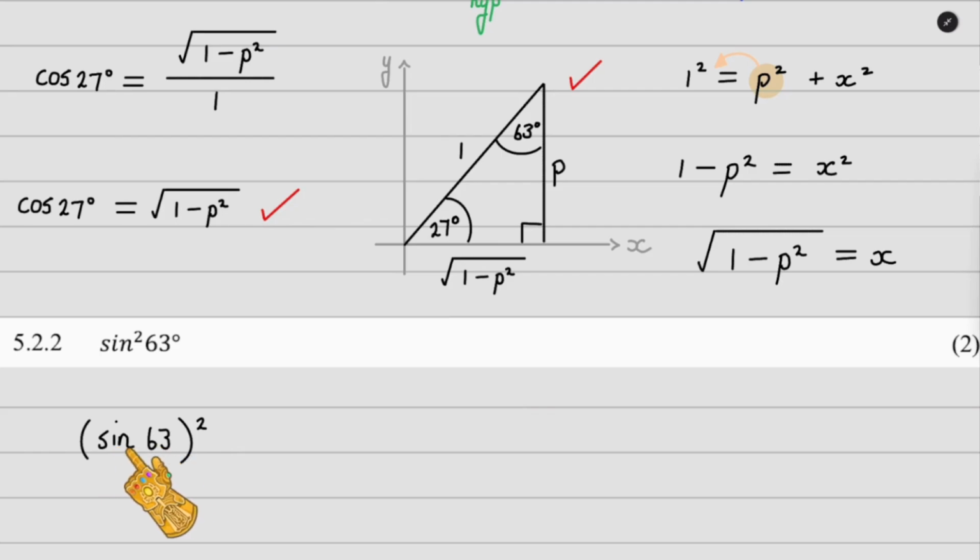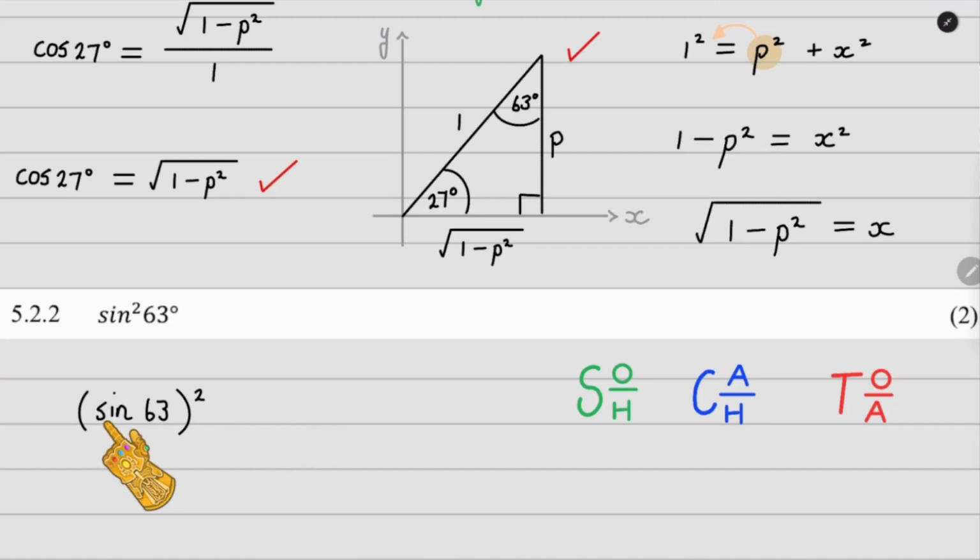Now that I've got sine of 63 inside the bracket, I'm going to use my sketch to change sine of 63 to the actual ratio. So let's grab SOHCAHTOA and make that happen. Okay, so we're working with sine, so we're going to be using SOH. Sine is opposite over hypotenuse, and it's opposite to this angle. So now we're using 63 as the reference angle.